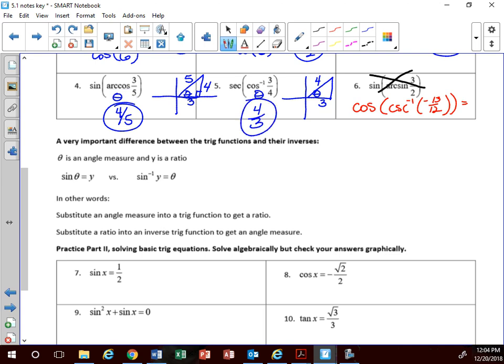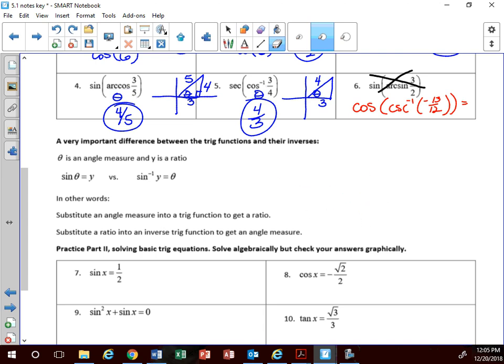What's the difference with having the cosine inverse there, as opposed to just a normal cosine? Well, you can't take the cosine of 3/4, because 3/4 is the adjacent over hypotenuse. You can only take the cosine of angles. Whereas the inverse cosine equals an angle. You've switched these two pieces, okay?